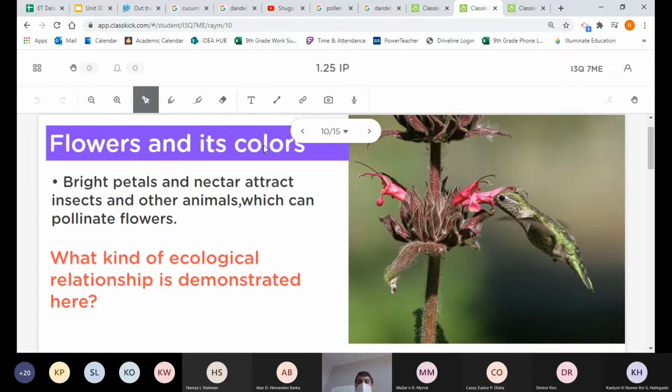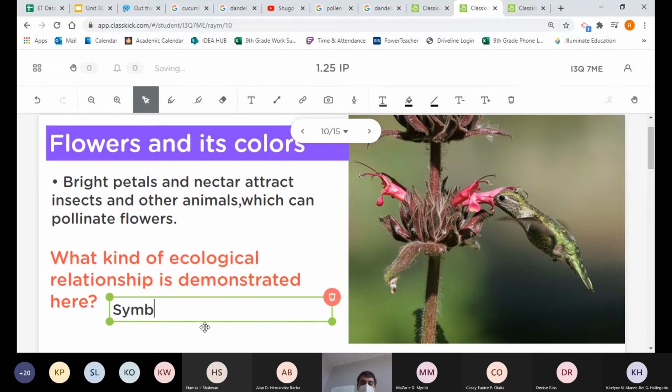What kind of ecological relationship is being demonstrated in this picture? I'll give you a hint. We talked about it a while ago, but as a type of symbiosis. What type of symbiotic relationship do we see here? Remember, we had parasites. That was where one benefits and one is hurt. Is it mutualism? Very good, Hamza. This is a mutualistic relationship or mutualism.